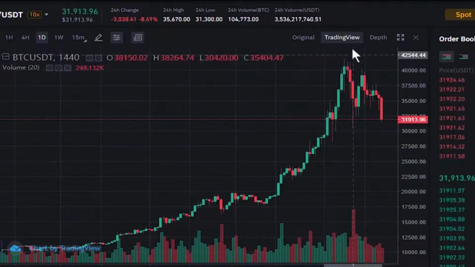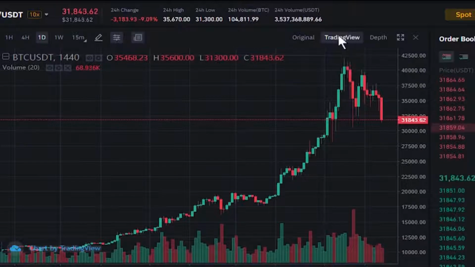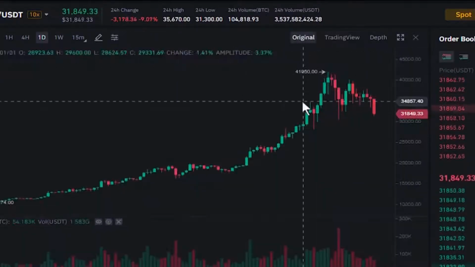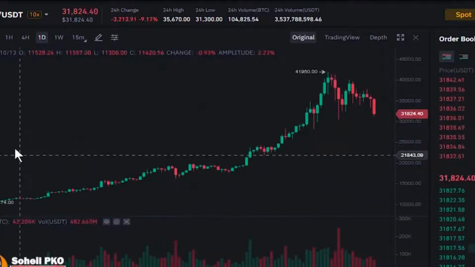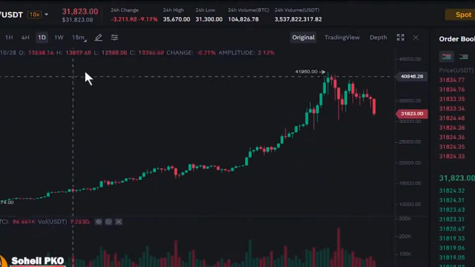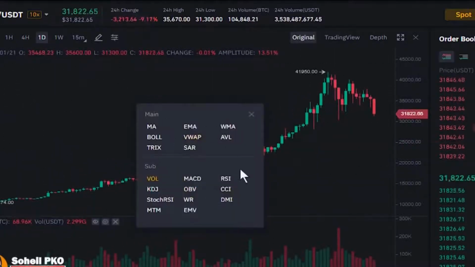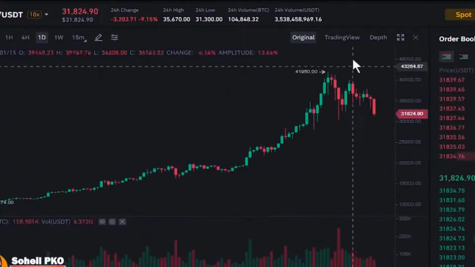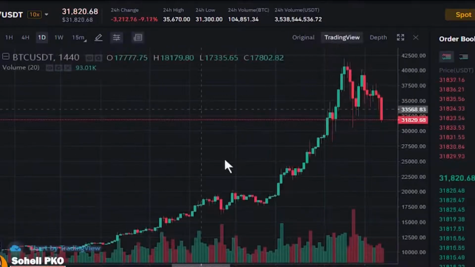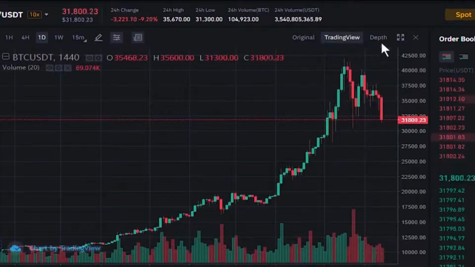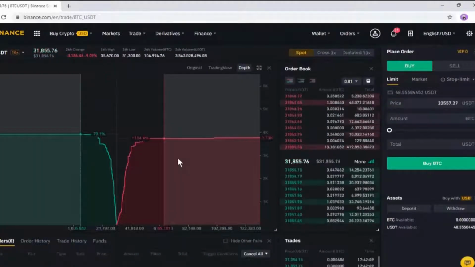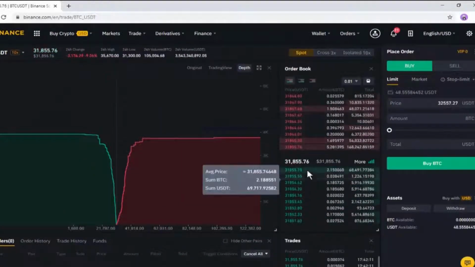This chart is actually from TradingView, and we have also the original one, which is from Binance, but it's very basic and you don't have many tools, and the indicators are also limited, as you can see. So this chart that is from TradingView is better. And here's the depth graph, which is actually the graphical representation of the order book that you see here.